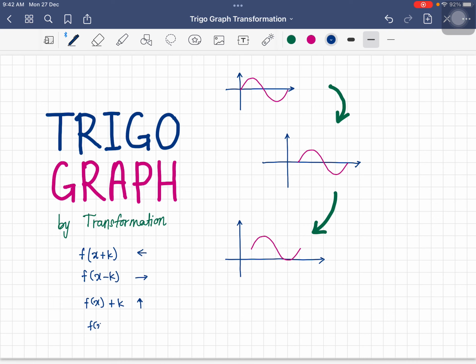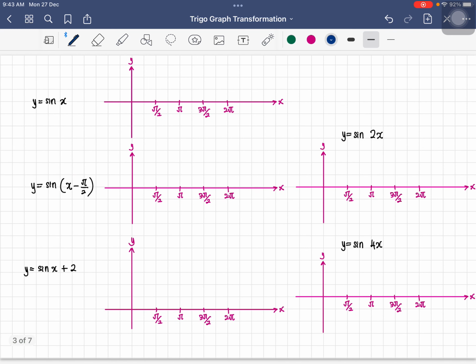If k is a positive number and we subtract it, this one will be shifted downwards. And we should know that if we have f(x), then writing negative of f(x) is a reflection about the x-axis. Suppose this is f(x), this is our negative of f(x), reflected about the x-axis. So let's look at this.